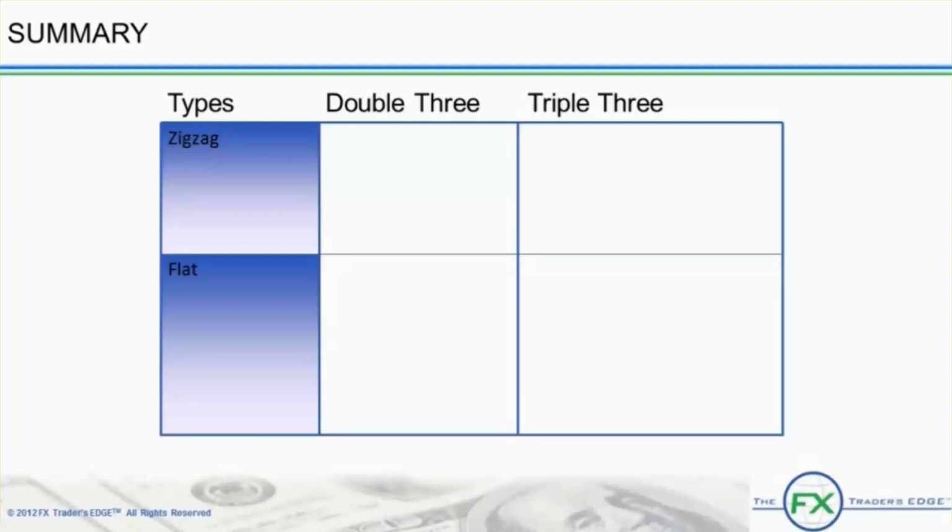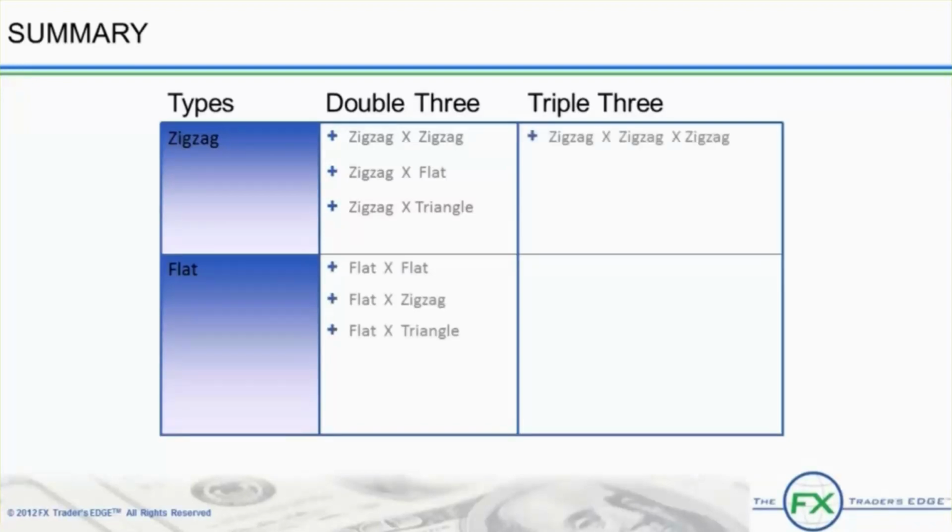Possible zigzag double three combinations are zigzag, zigzag; zigzag, flat; and zigzag, triangle. Possible flat double three combinations are flat, flat; flat, zigzag; and flat, triangle. Possible zigzag triple three combinations are zigzag, zigzag, zigzag; zigzag, flat, flat; and zigzag, flat, triangle.